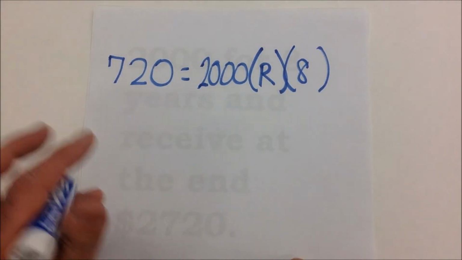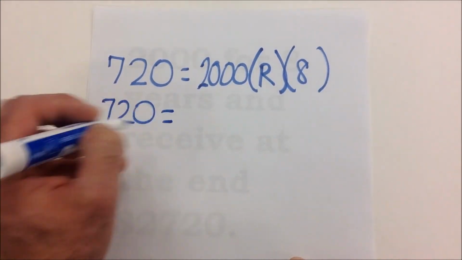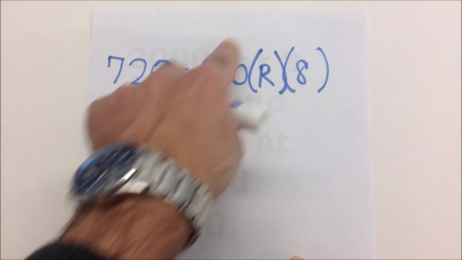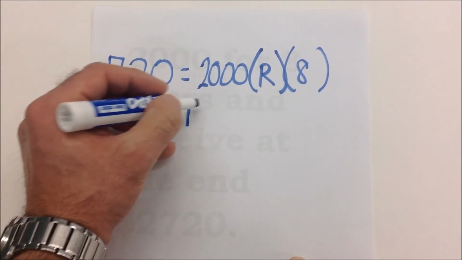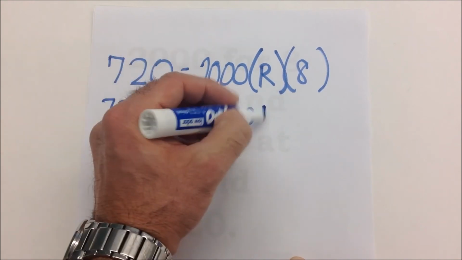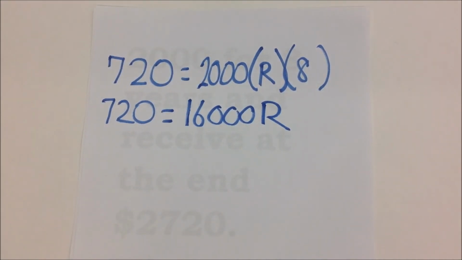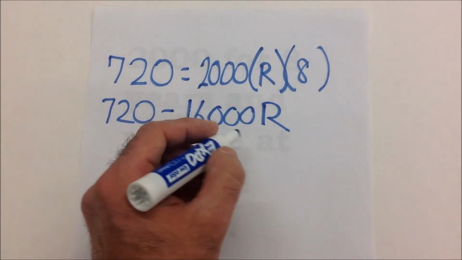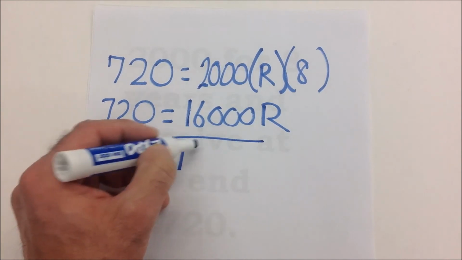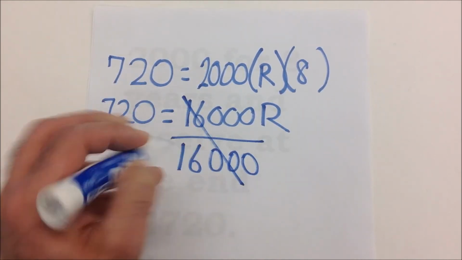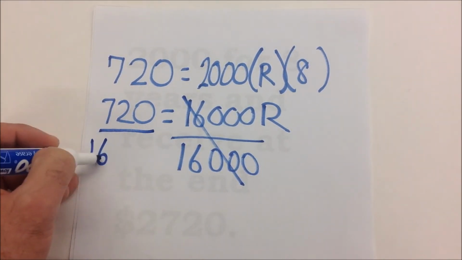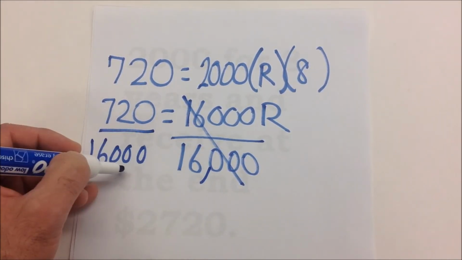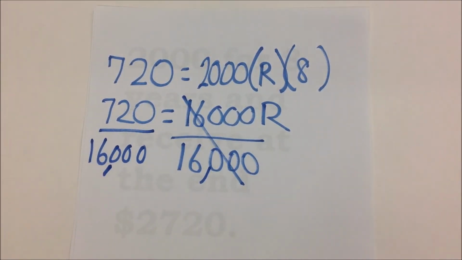So let's do some algebra here. We have 720, and let's clean this up. 2,000 times 8, remember multiplication is commutative, it doesn't matter how you multiply it. So you're going to have 16,000 R. We don't know what R is. So here we have a one-step algebraic problem. Again, we want R by itself, so we're going to divide by 16,000. Remember in algebra, whatever you do to one side, you have to do to the other. We're going to divide 16,000 on this side. And that will give us what R is.